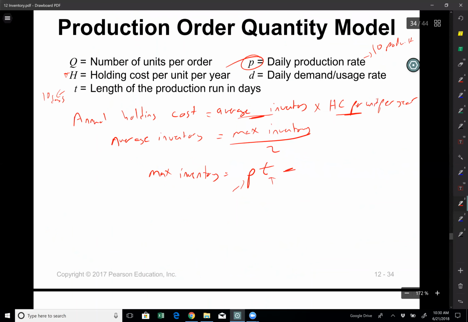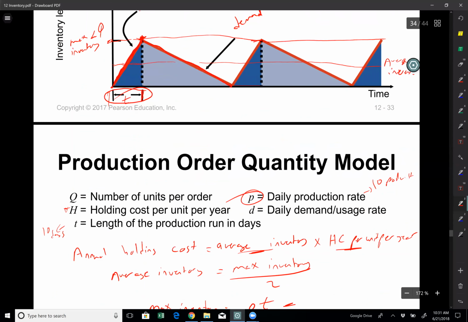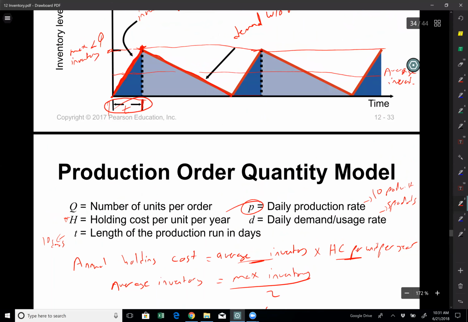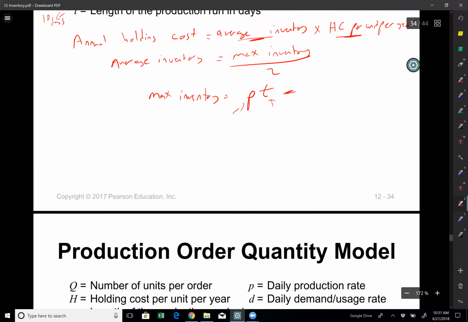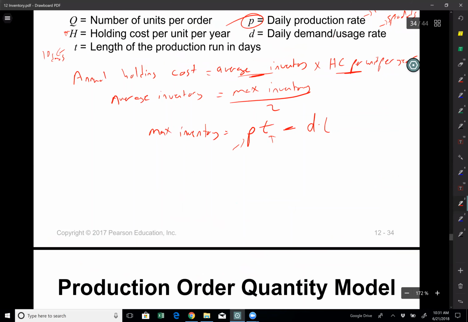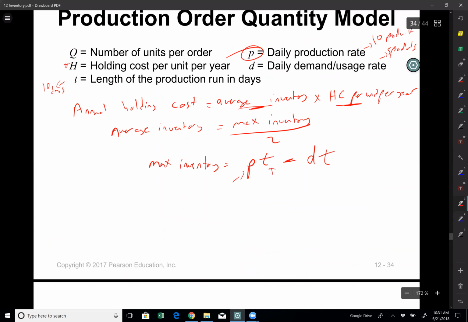But at the same time, I have demand. Let's assume that my demand is, let's say, 5 products per day. Then, literally, in this T production time frame, I consume small d times T. In this case, 5 times 10, 50 units. So what's remaining? I produce 100 in 10 days, and I consumed or sold 50 units, so remaining is 50. That's why PT minus DT is going to give you your maximum inventory level.